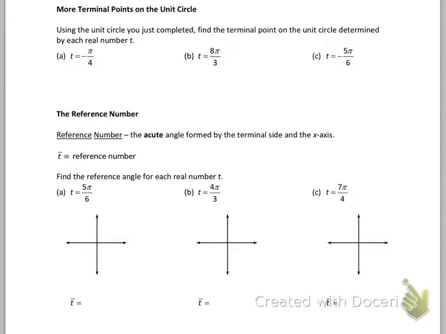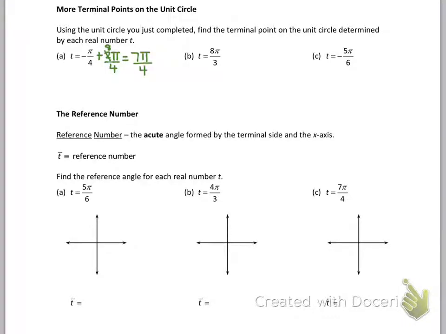Okay, so we just completed our unit circle, so now we're going to find the terminal points determined by each of the numbers t, which are our length around the unit circle. So for negative pi over 4, we are going to add 2 pi to this so that we have a value in between 0 and 2 pi. And when we do that, if I put 4 in the denominator, this becomes an 8. So I get 7 pi over 4.